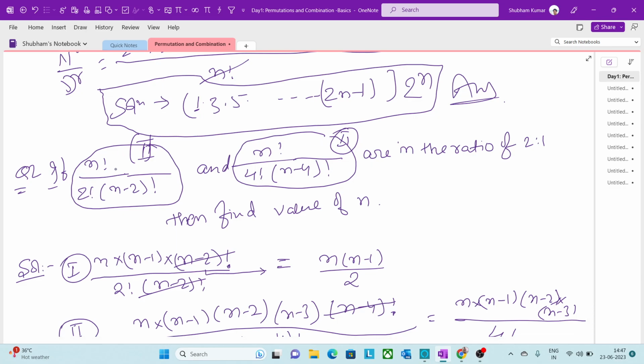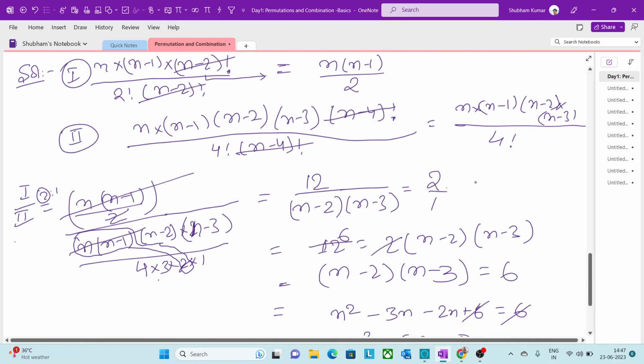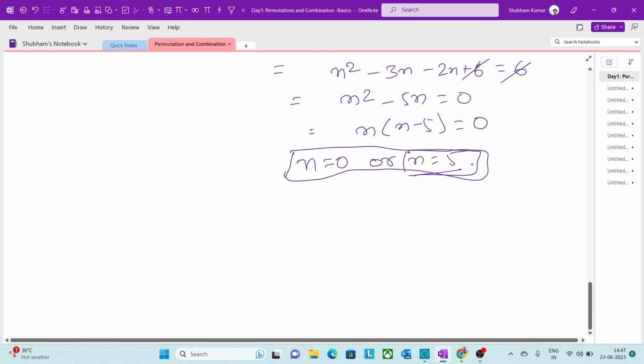If we take n is equal to 0, 0 factorial is 1, and 0 minus 2 would be negative. Factorial notation cannot be negative. We have already discussed this above: anything inside a factorial cannot be negative. So n is equal to 0 will not be the answer. n is equal to 5 will hold true for both these expressions. So n is equal to 5 is our actual answer.